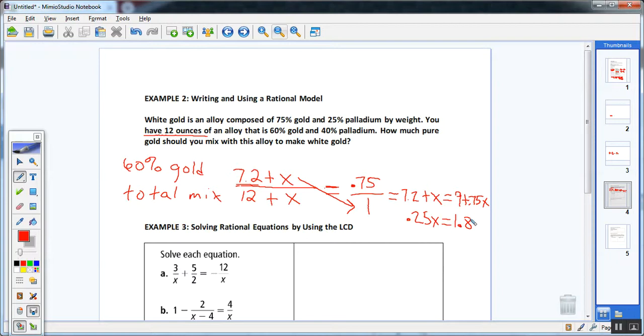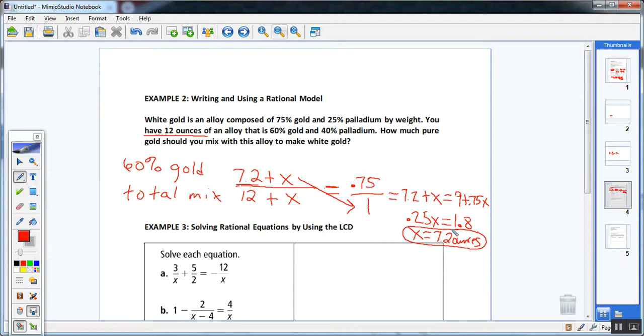Guys, x is going to represent the amount of gold we have to add to what's already in the mix to turn this to a 75 to 25 ratio. Whoa. How many ounces do you get there? What's 1.8 divided by 0.25? 7.2. So you have to double the amount of gold to turn that to 75%.